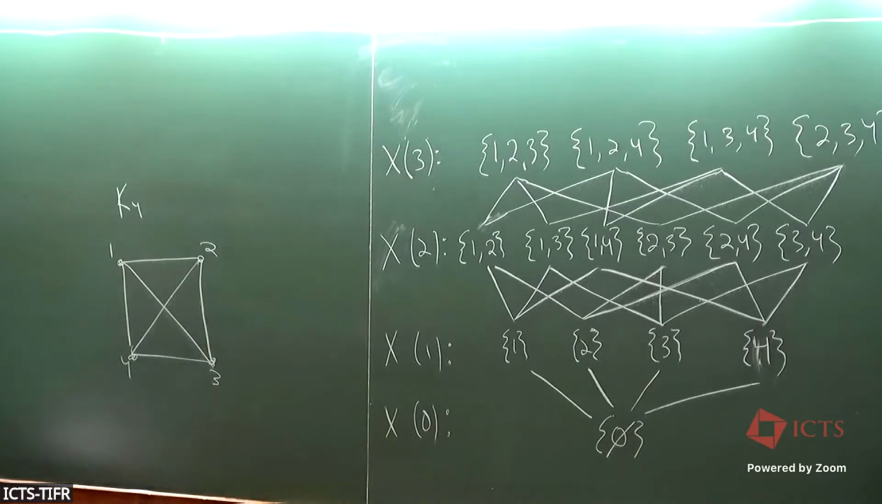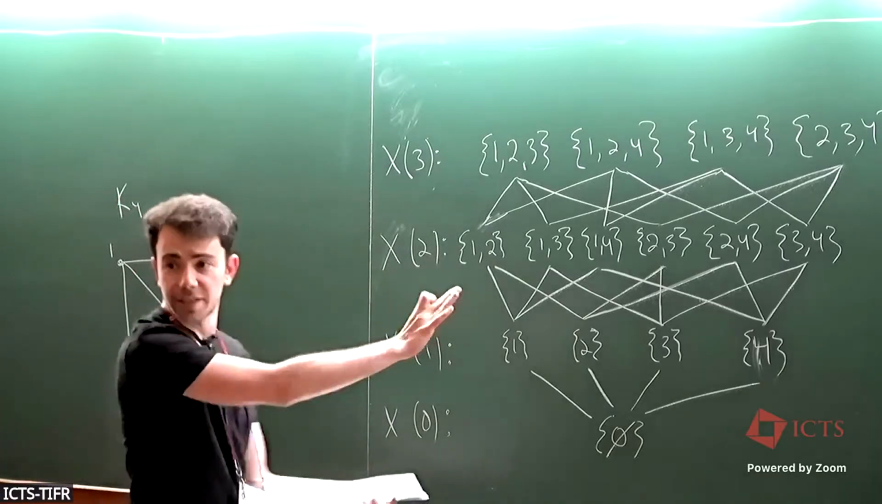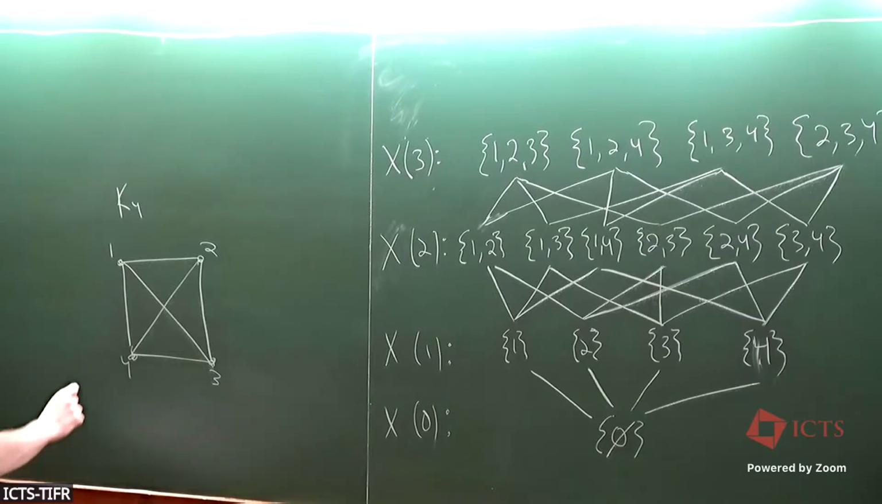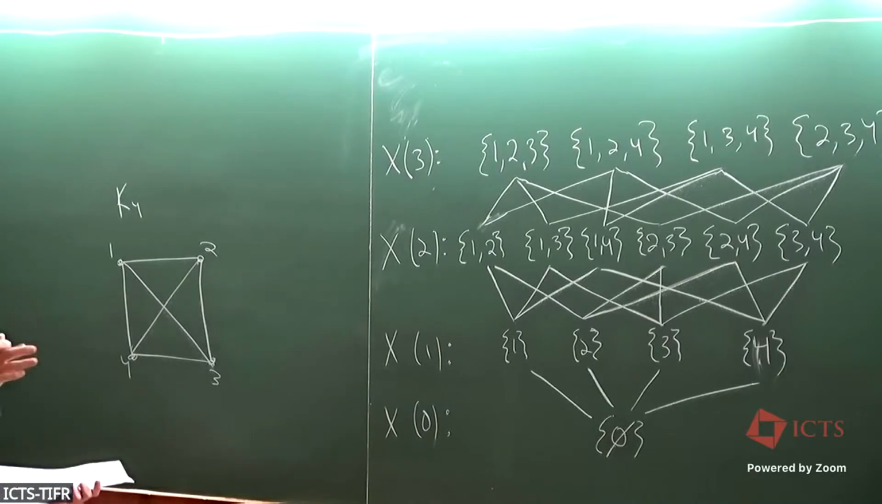Okay, and what does the standard random walk look like on K4? I want to map it to what it looks like on this simplicial diagram over here. So I'm going to change things a little bit, and I'm going to consider the lazy random walk instead of the normal non-lazy random walk we discussed before.